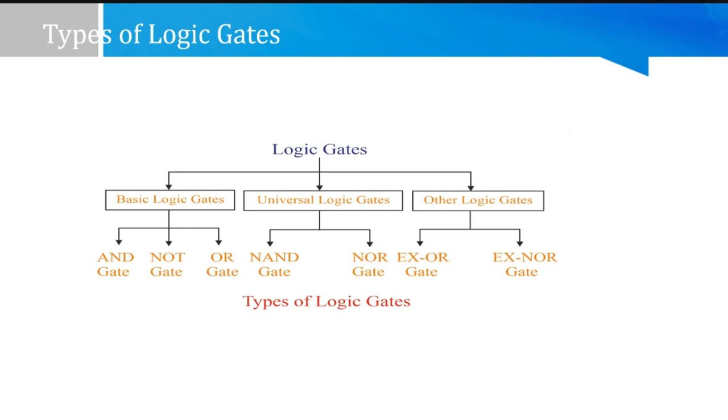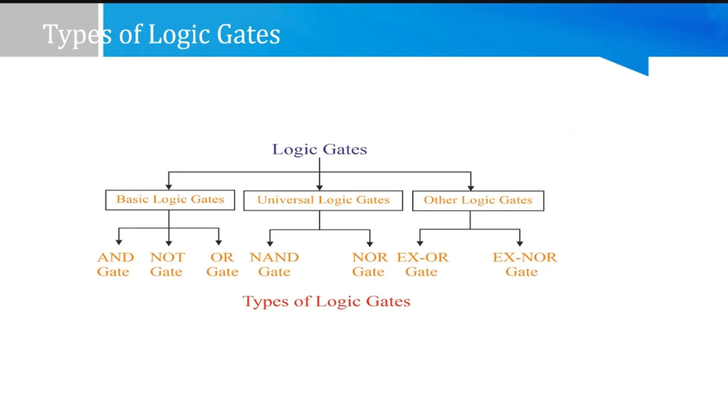Next come the universal logic gates. The universal logic gates are NAND and NOR. Why are NAND and NOR called universal logic gates? Because with the help of NAND and NOR gates, you can implement any gate, either the AND gate, OR gate, NOT gate, XOR, XNOR. Anything you can implement with the help of the NAND gate or the NOR gate. So that's why they are called universal logic gates.